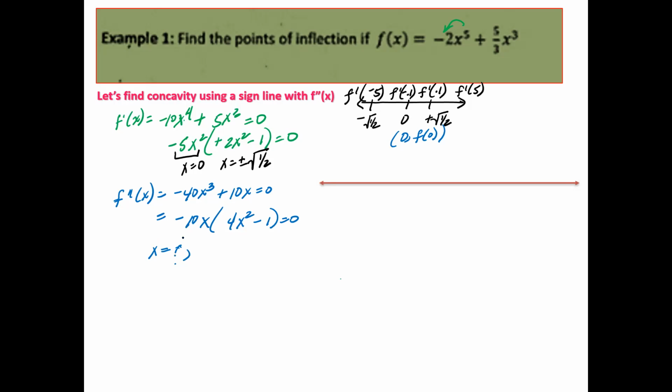So when I solve for x, negative 10x equals 0 is going to give you just 0, because 0 divided by negative 10 is just going to be 0. Second part is you're going to go ahead and add the 1 divided by the 4, square root of that. So x is equal to positive or minus square root of 1 over 4, which is just going to be plus or minus 1 over 2.